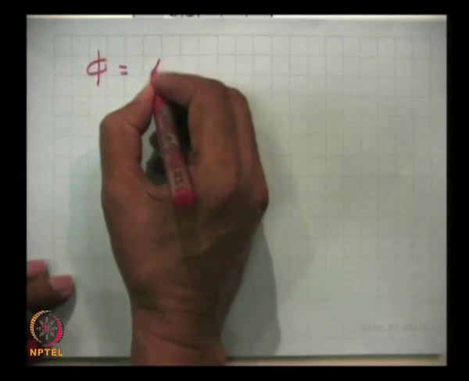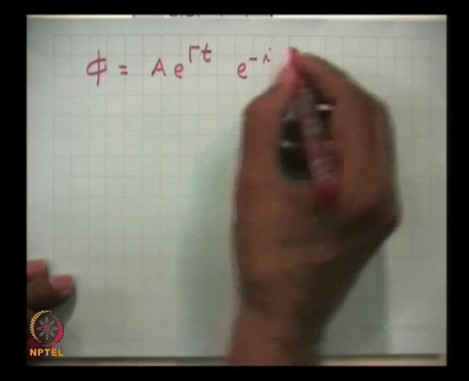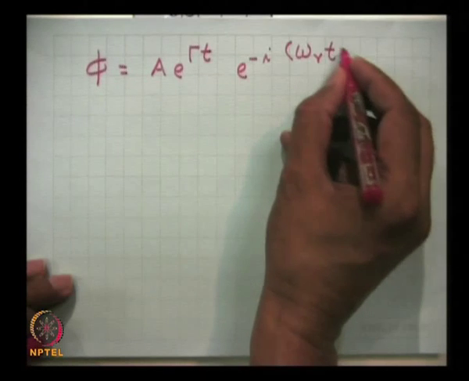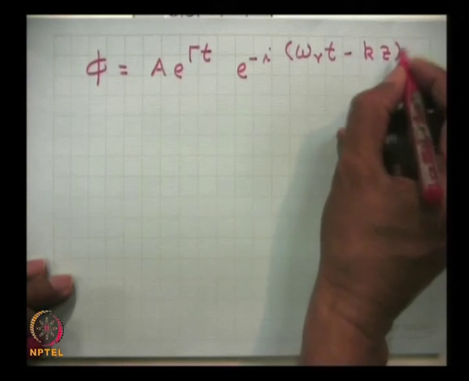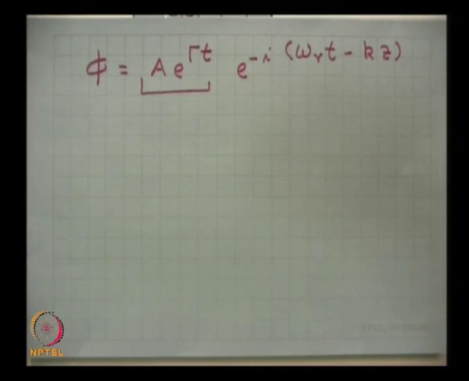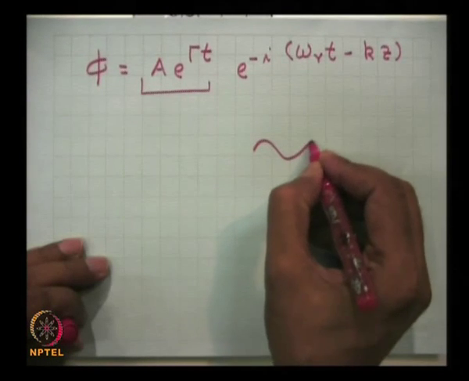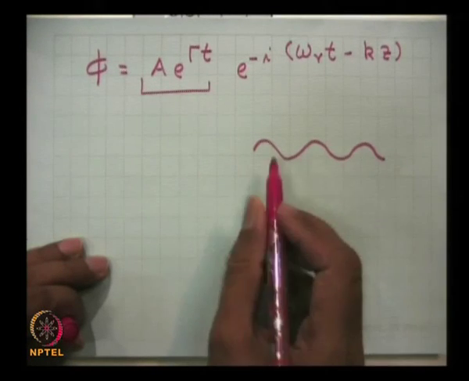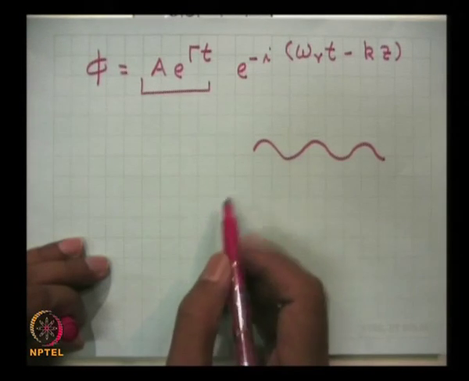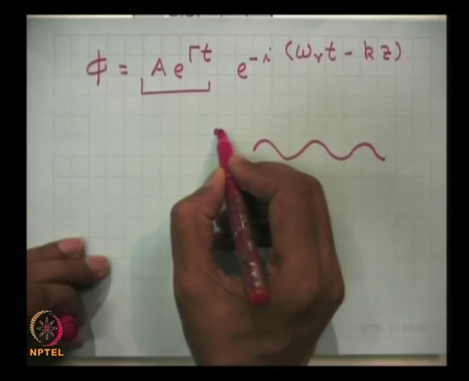So what happens is that phi now appears like a e to the power gamma t exponential minus i omega r t minus kz. This is the growth in the wave amplitude with time. The question arises, how long will this amplitude continue to grow? After all, when a plasma generates a wave of growing amplitude, it becomes larger and larger. So when the wave has acquired substantial amplitude, then obviously the electron beam may get trapped inside the wave.